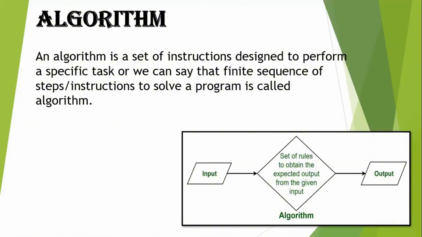So this is the diagram for this. This is the input symbol, and this is the set of rules to obtain the expected output for the given input. Suppose we have to add two numbers, so we will give number 1, number 2 in input, and we will get the output of that particular number.